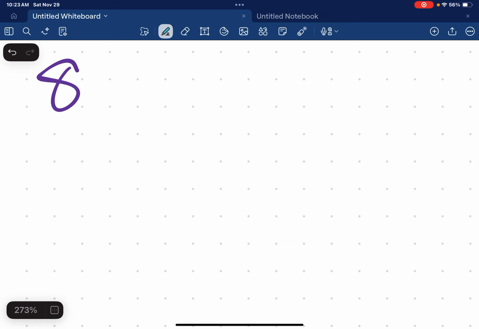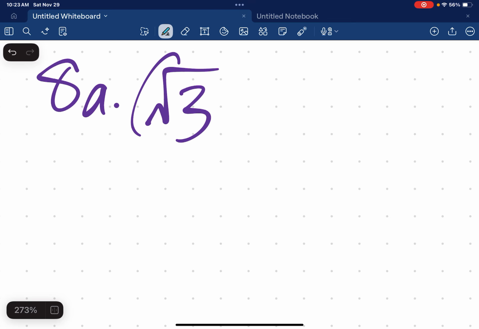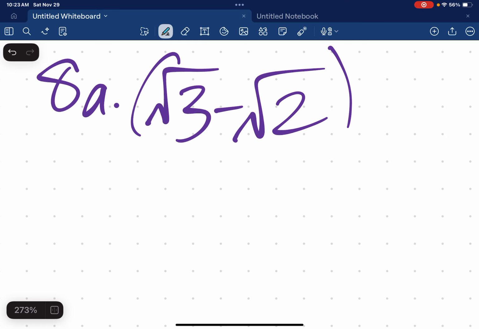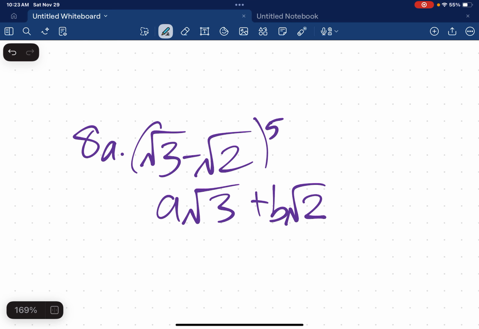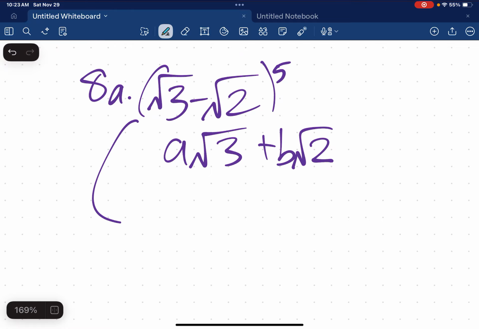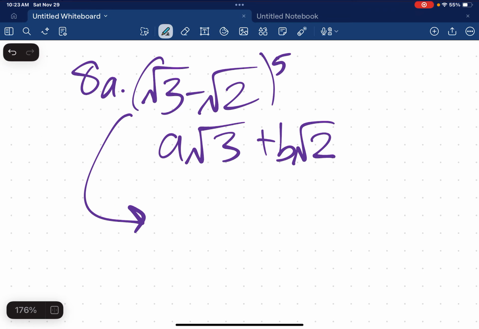It's also split into 3 parts, so 8a. And we have to express the square root of 3 minus the square root of 2 to the 5th in the form of a square root of 3 plus b square root of 2, where a and b are elements of integers. Okay. Let's go ahead and get started. Once again, we're just using binomial theory here. I'm going to have to write this entire thing out, unfortunately.